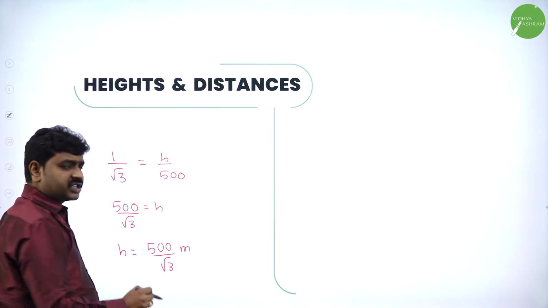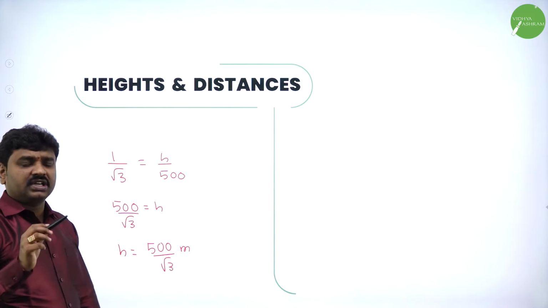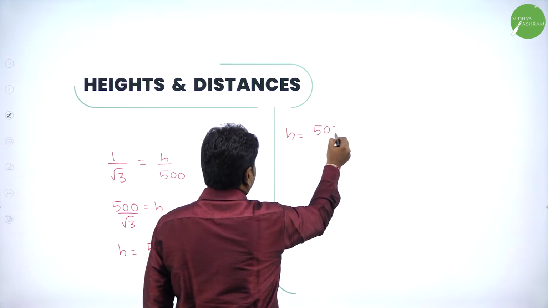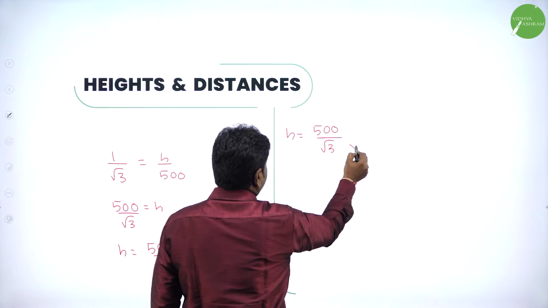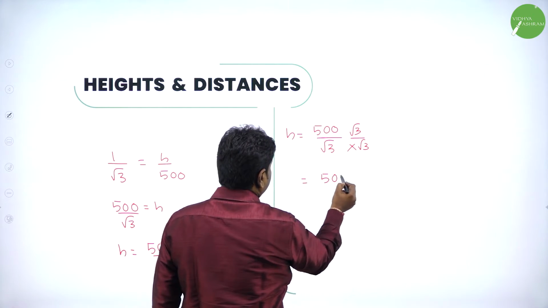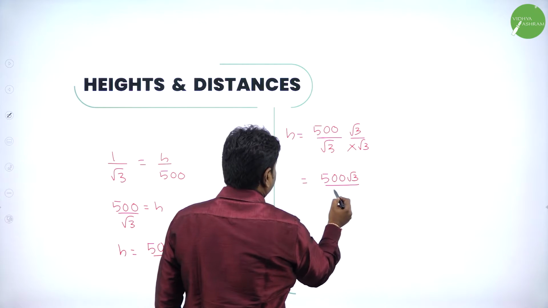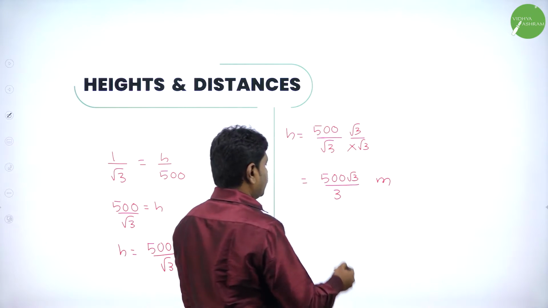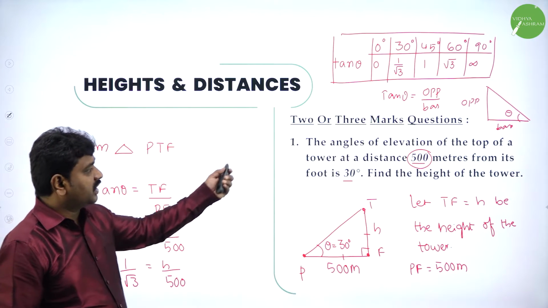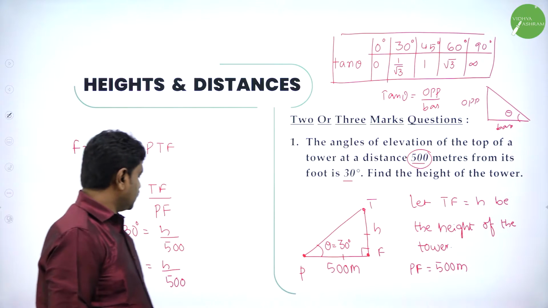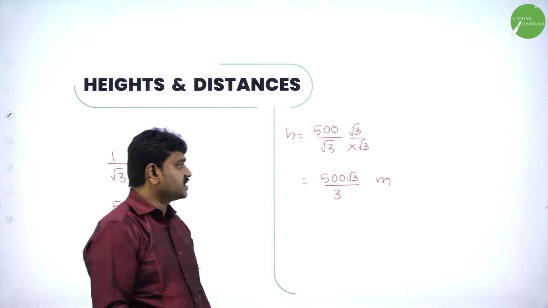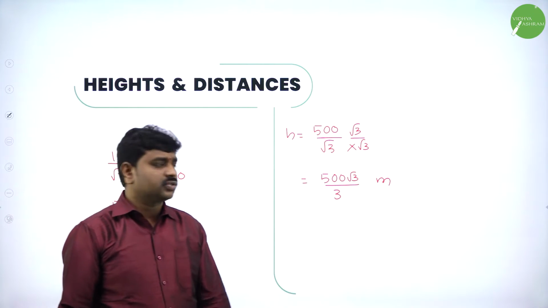Always it is better to rationalize, means denominator should not contain irrational value. So divide and multiply by root 3: 500 meters divided by root 3, multiplied by root 3 by root 3. So you'll get 500 root 3 divided by 3 meters. 500 and 3 are not divisible, so you can leave it. So they want you to find the height of the tower, that is h. You can leave it at 500 by root 3, but always denominator should not be irrational. So rationalize. Divide and multiply by root 3 to write the standard answer.